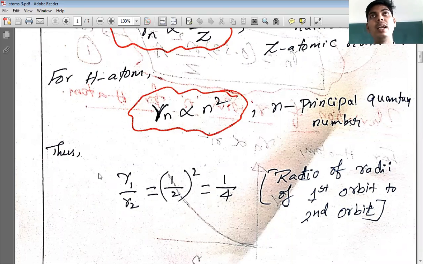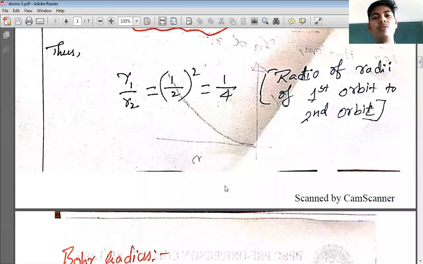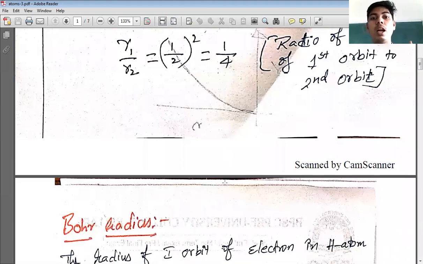So the ratio of radii of the first orbit and second orbit of the electron in a hydrogen atom will be 1 by 4. If you are asked to calculate the ratio of radii of the third and fourth orbit, r3 by r4 will be equal to 3 by 4 whole square, since r is proportional to n square. 3 by 4 whole square will be 9 by 16, right? That will be the ratio of radii of electron orbits in a hydrogen atom.